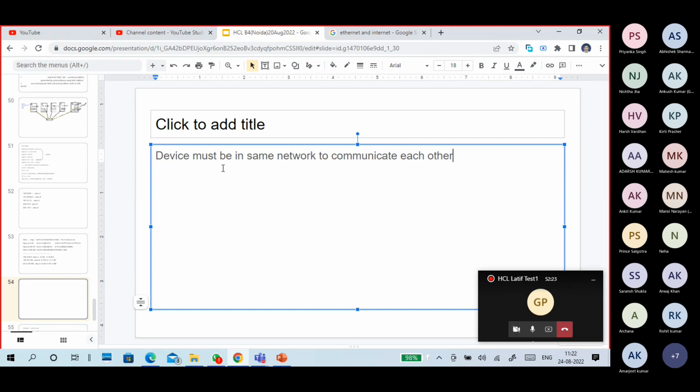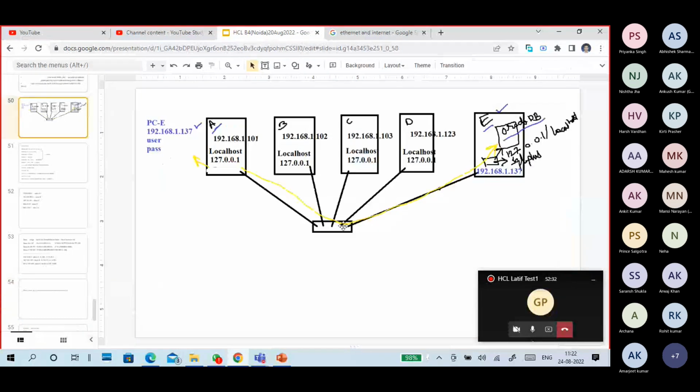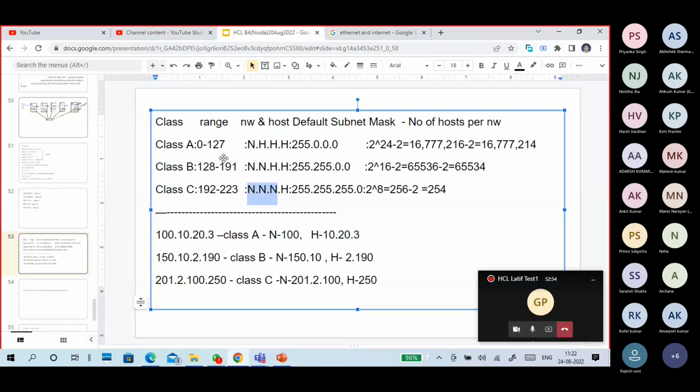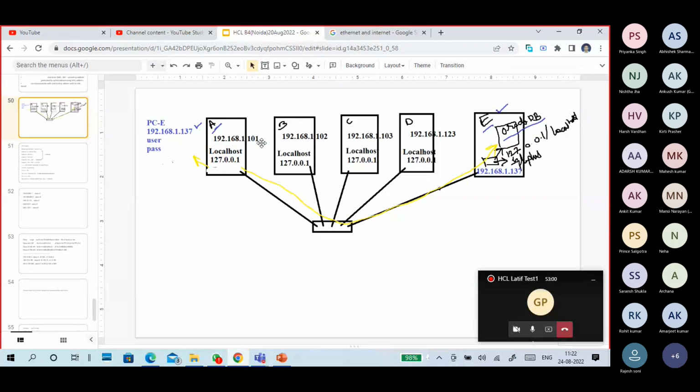Communicate with each other. So I have devices connected physically, but the logical address must also be in the same network. Look here, it is 192.168.1.101. 192 means it is a class C. So the first three portions are network portions. The first three must be the same, right? Can you see the first three are the same? The fourth one is the host portion. Automatically it changes: 101, 102, 103, 123 or here 137.